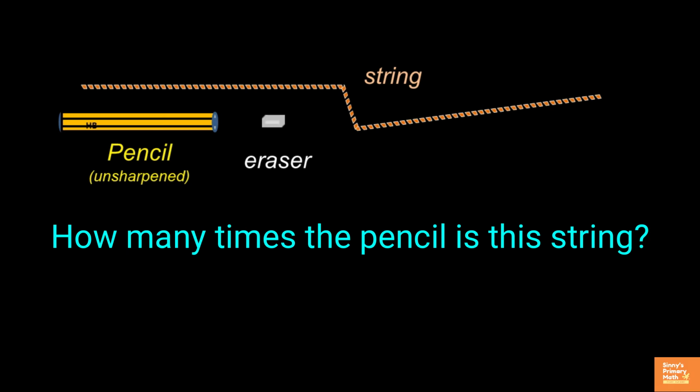How many times the pencil is this string? Keep the string straight and measure. Observe. 3. Some portion of the string is left unmeasured. What about the remaining portion? It is less than a pencil. Can we measure that portion with the eraser? Yes, measure it.